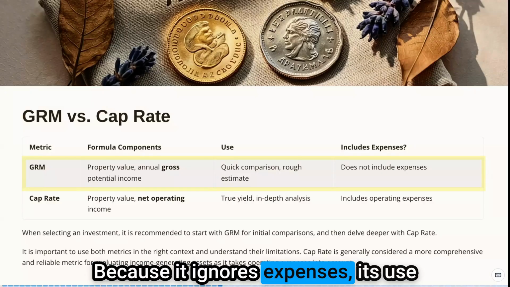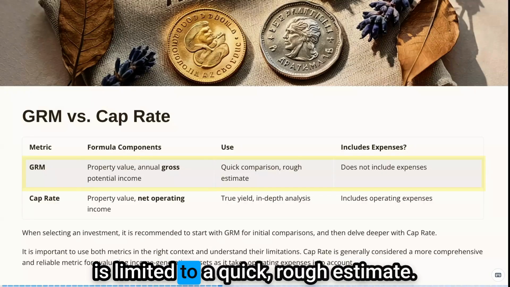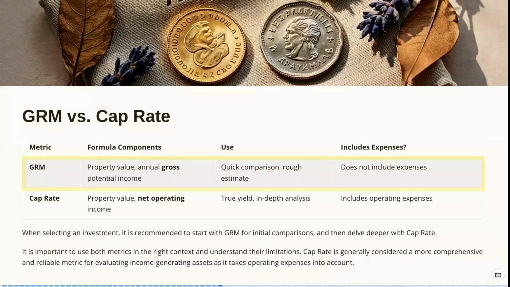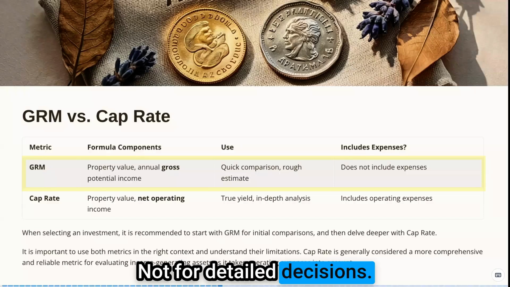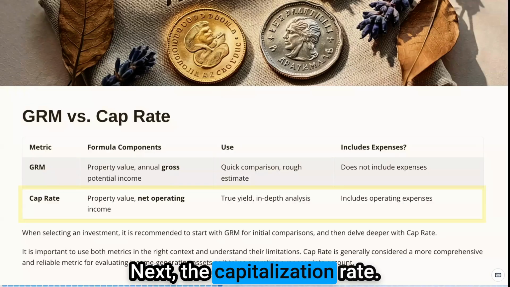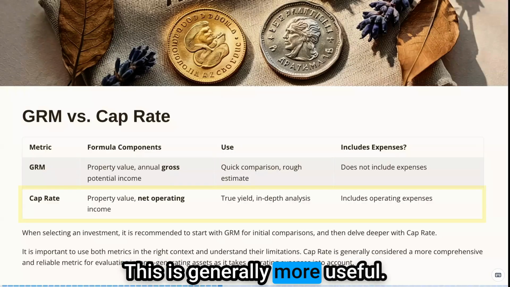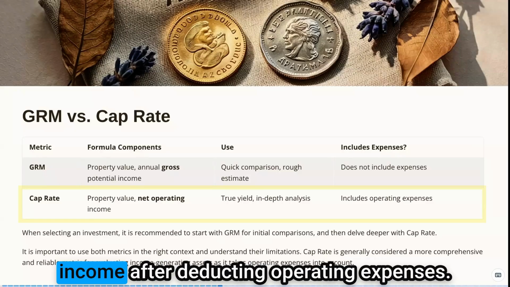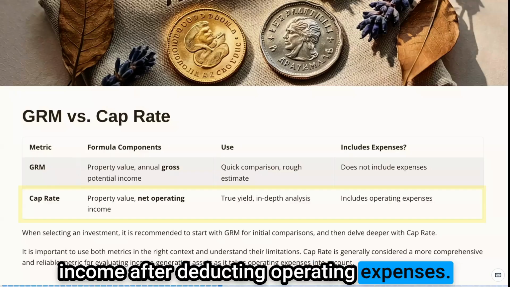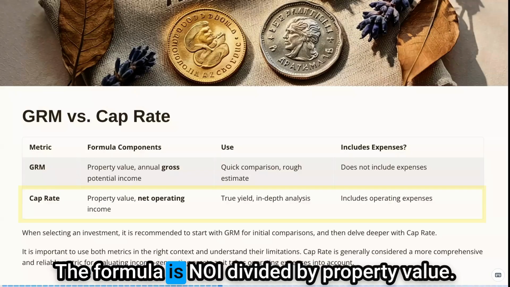Because it ignores expenses, its use is limited to a quick, rough estimate. Think of it as a first-glance tool, not for detailed decisions. Next, the capitalization rate. This is generally more useful. It uses net operating income, which is your income after deducting operating expenses. The formula is NOI divided by property value.